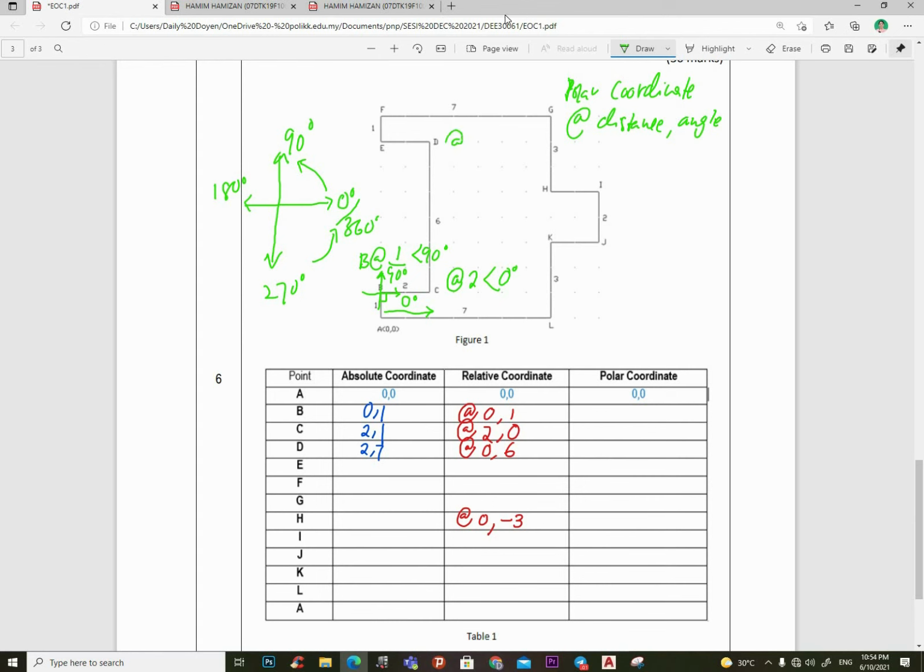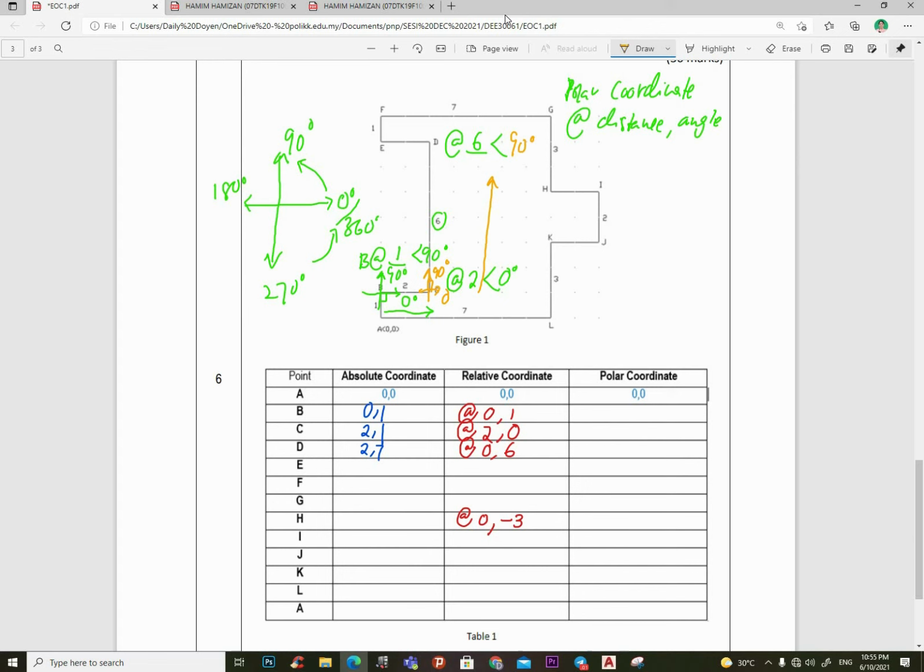Now we move on to point D. Point D is @, you type in the distance, which is 6. The distance from C to D is equal to 6, and angle. You draw again the position of the angle. This is 90 degrees. 90 degrees is heading up, means you want to create a line from C to D. You are creating a line like this, heading up, means the angle is equal to 90 degrees.